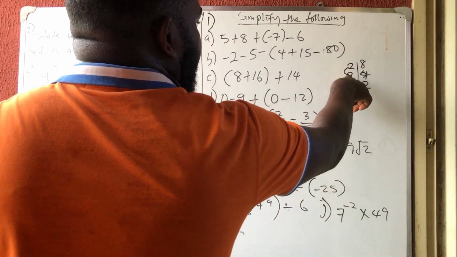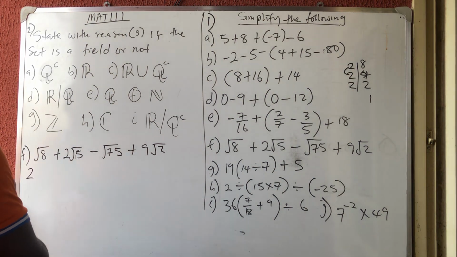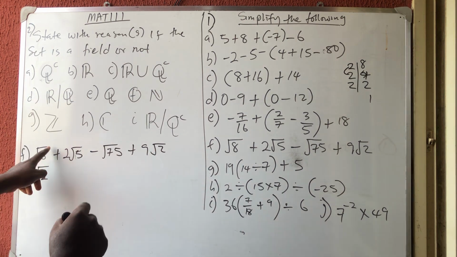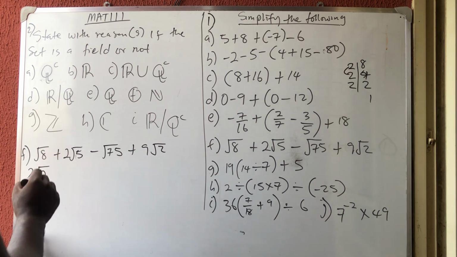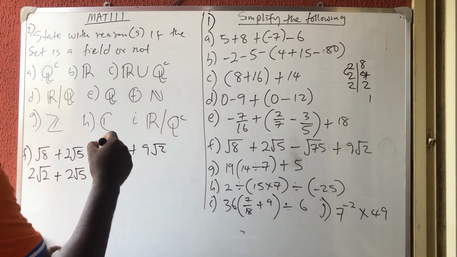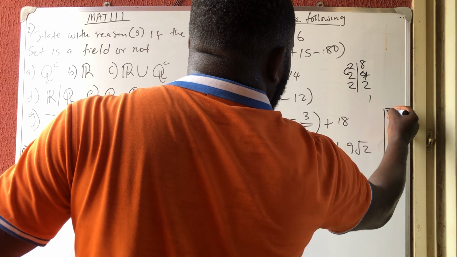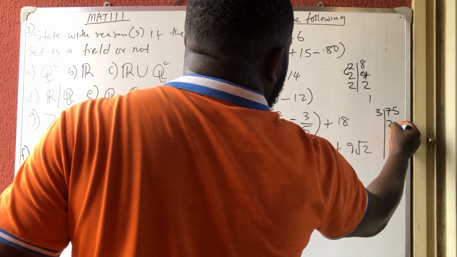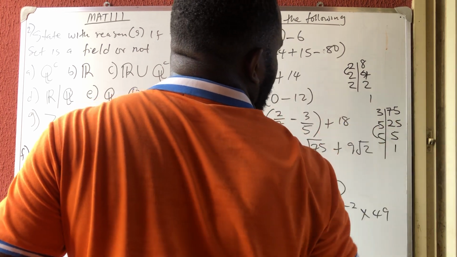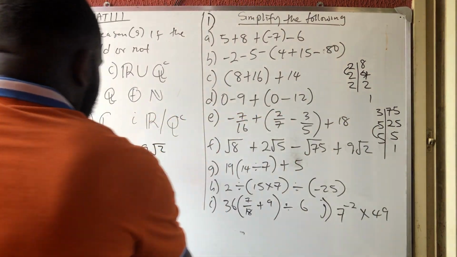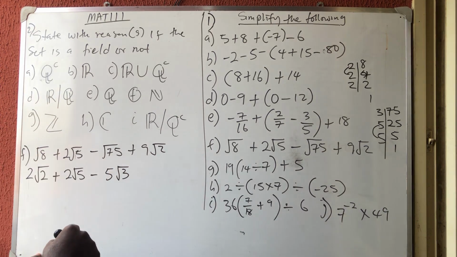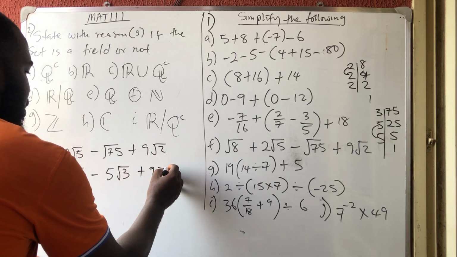So I have double here. I'll take one of them, 2, staying outside. Then the other 2 is single, so it will stay inside. So root 8 is the same as 2 root 2. Then plus, bring down this one, 2 root 5, minus, let's do 75: 3 divide is 25, 5 divide is 5, 5 divide is 1. Now 5 is double, so I can take one of the 5 outside, then 3 is single, remain inside. Then bring this one down, plus 9 root 2.